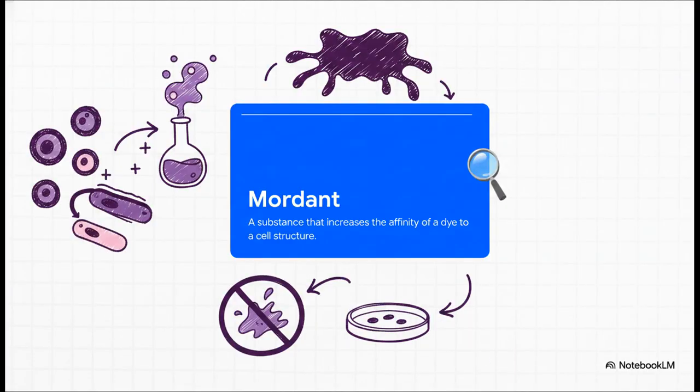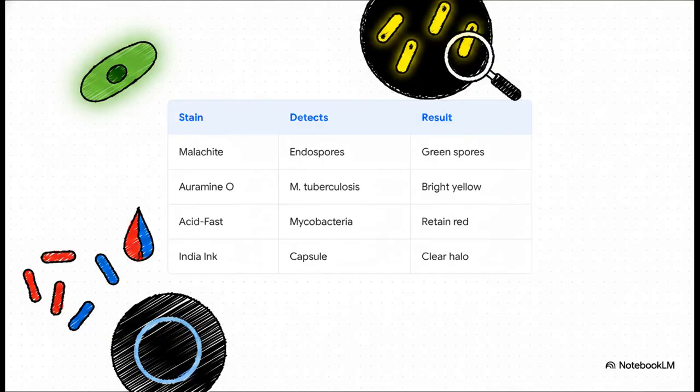Now, what exactly is the role of iodine in that process? So, the crucial point is that iodine acts as a mordant. By definition, a mordant is a substance that increases the affinity of a dye to a cell structure. Basically, it helps bond the crystal violet directly to the cell wall. It does not rinse the stain away, and it certainly does not solidify the culture medium. It fixes the color.